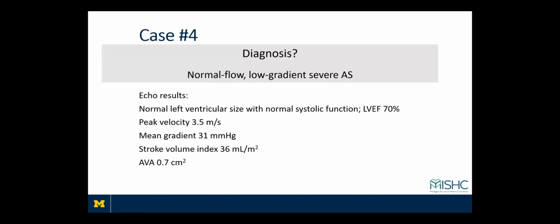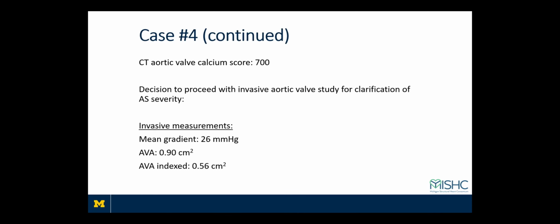So I kind of already gave you the diagnosis at the beginning. This would be a patient with normal flow, low gradient, severe aortic stenosis. And so this patient also underwent a CT aortic valve calcium score. And interestingly, it was 700. So that would be consistent with moderate aortic stenosis.